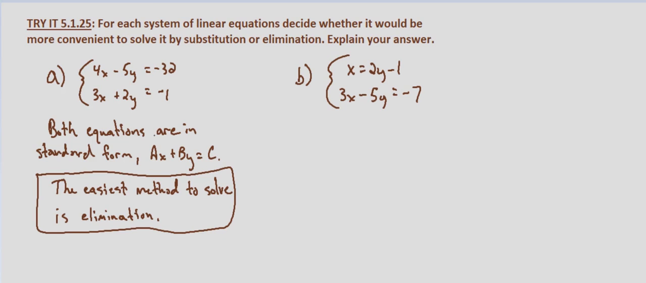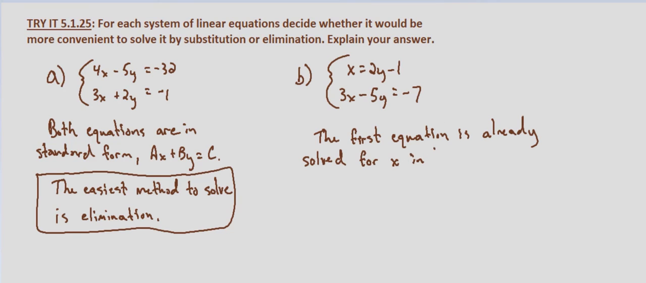So easiest, most convenient, whichever way you want to put it, would be elimination when both equations are already in standard form. Now in part B, the first equation is already solved for x in terms of y.